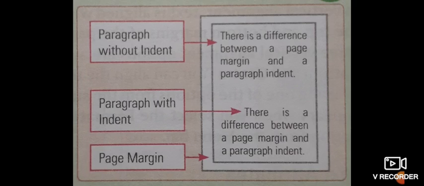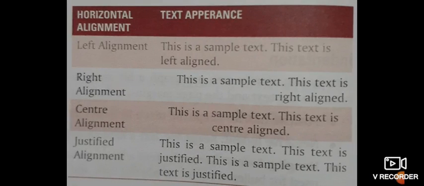This is called first line indent, which increases the space between the first word of the first line of the paragraph and the margin. Next topic is text alignment. Text alignment means how the text aligns with respect to the margin.